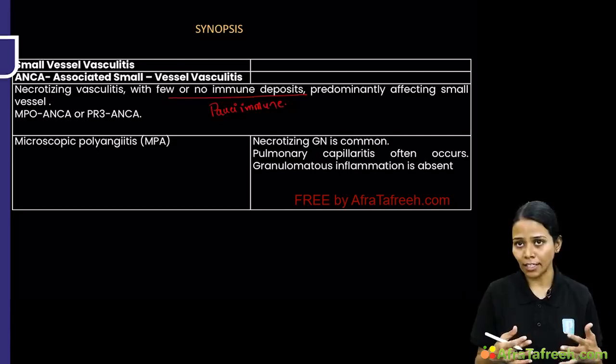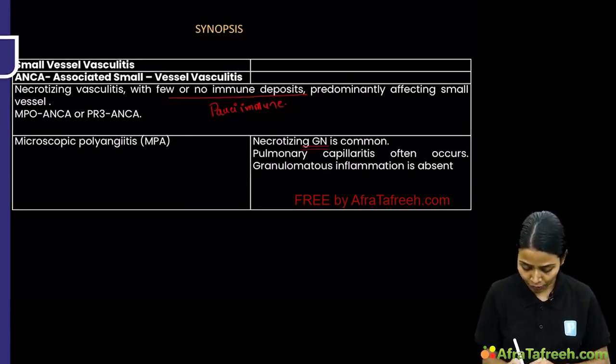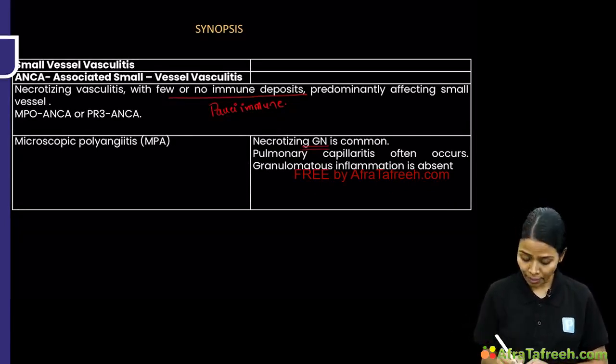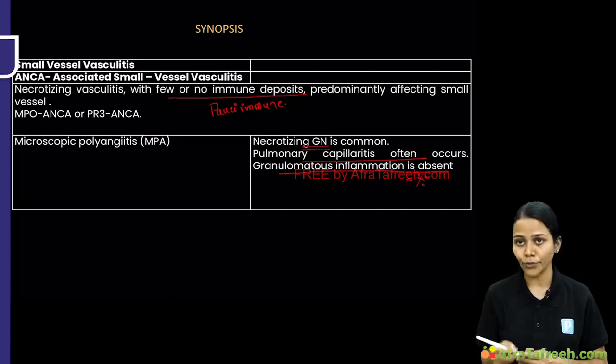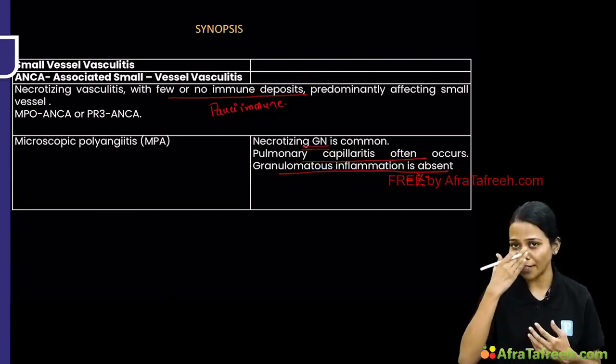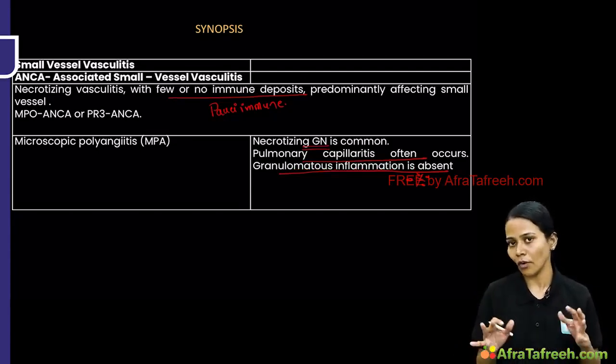In that there were 3 types. Microscopic polyangiitis, where necrotizing glomerulonephritis was common. Pulmonary capillaritis also can occur. Granulomas are absent. That is very important. So you're not going to see any cavity in the lung or saddle nose or a collapsed nasal septum. You're not going to see all these things.